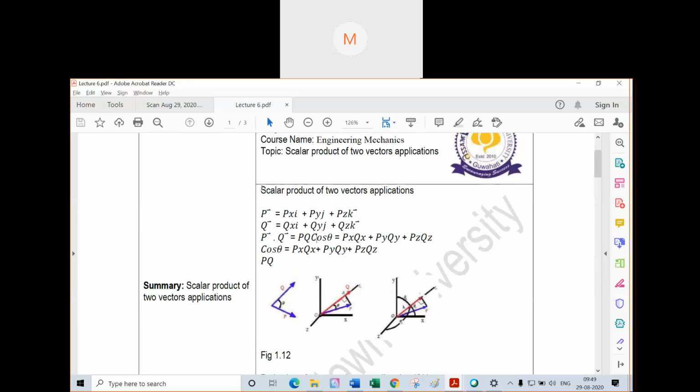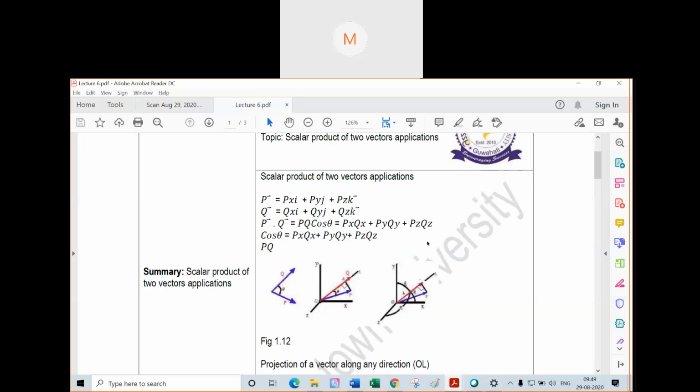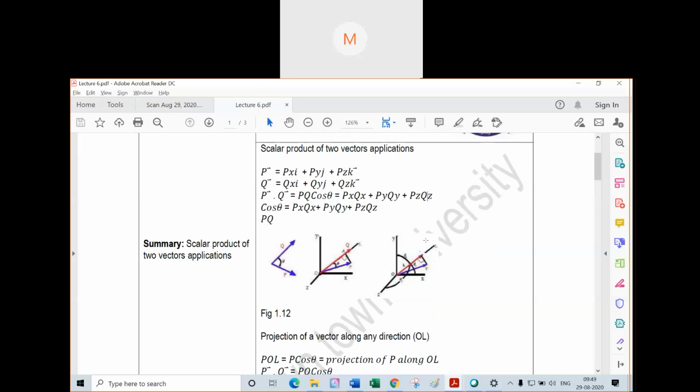Scalar product of two vectors and its applications. What is a scalar product? This is simple. Now here it is P and Q. This is P. And this is what? Q. So these are two vectors. Now if you do scalar product, that means what?